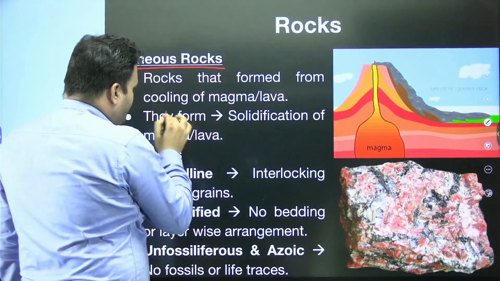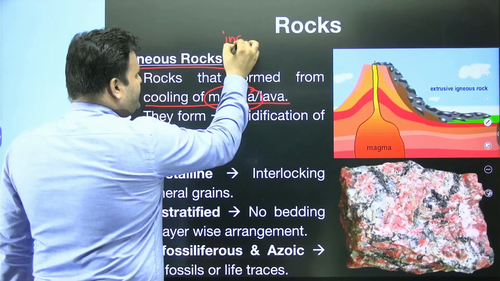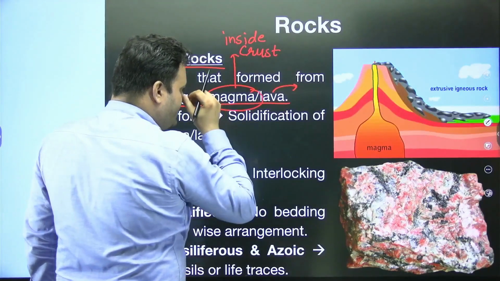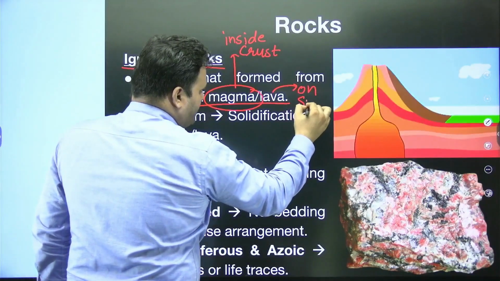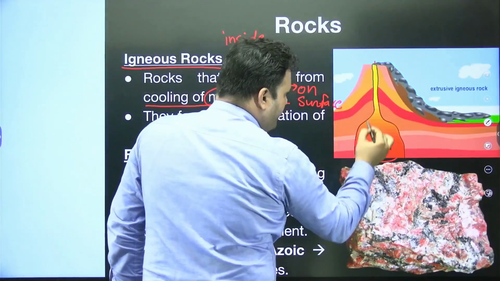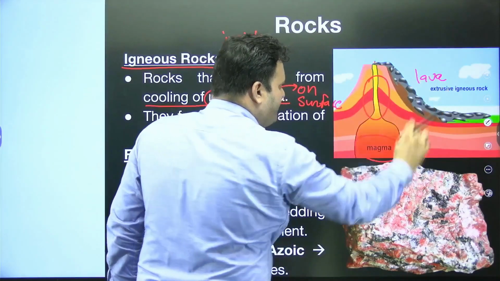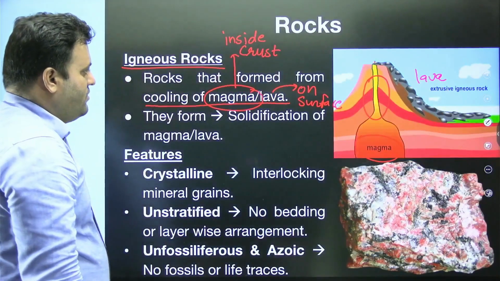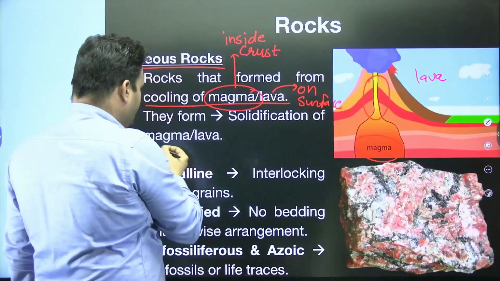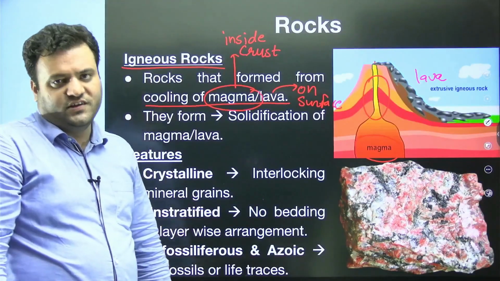Igneous rocks are formed from the cooling of magma. So magma means when it is inside the earth, inside the crust. Lava means when it is on the surface. So here it is called magma, and once it is out, it will be called lava. And when this lava cools, as a result of that, we will have a formation. Let's have a discussion on the features of this.